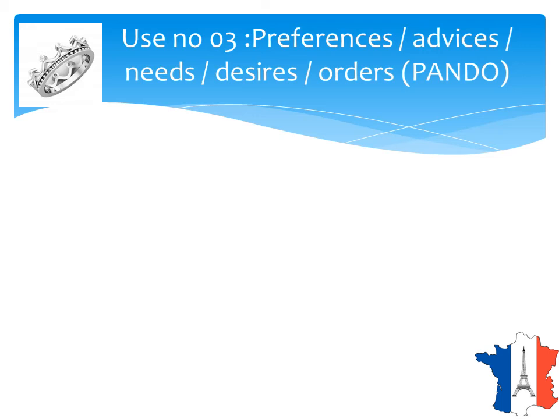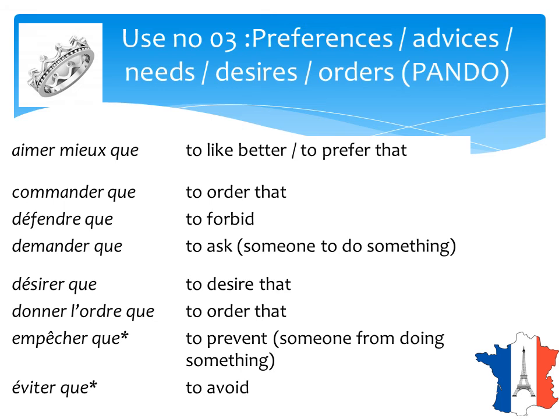And the final usage you can remember in an acronym called PANDO. Basically preferences, advices, needs, desires, orders. Okay, that's a lot of things. So I want to quickly give you examples. So, j'aime mieux que, je commande que, je défends que, je demande que, je désire que, je donne l'ordre que, j'empêche que, and j'évite que. So these are all some examples of preferences, advices, needs, desires, and orders.